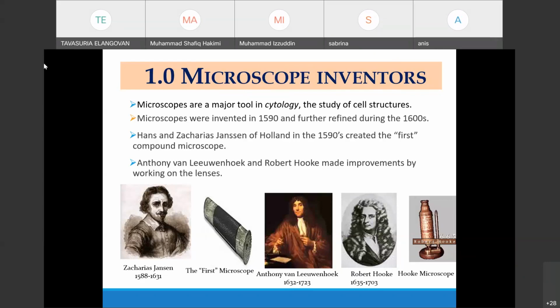Okay, so microscopes are the major tool in the cytology field. Okay, cytology is the field regarding cell structure. There are a few scientists involved in the invention of microscopes: Zacharias Janssen, Anthony van Leeuwenhoek, Robert Hooke, and then the first microscope is the light microscope.